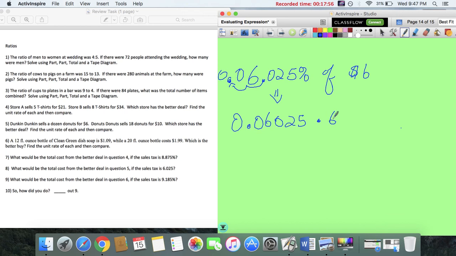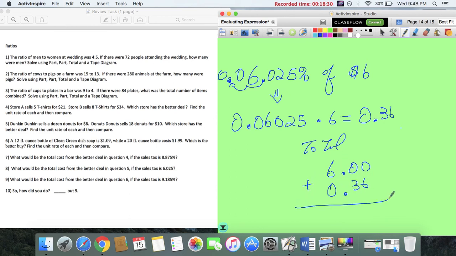I'm going to multiply that by 6. So 0.06025 times 6, and our tax is going to be that, and the calculator is going to come out to 0.3615, but we may need to cut it off to 2 decimal places, and your tax is going to be 36 cents. So for the total, you'll pay $6.00 for the donuts, and your tax is 0.36. Make sure you line up the decimals, okay? And we add, we get 6.36. Final total, $6.36.